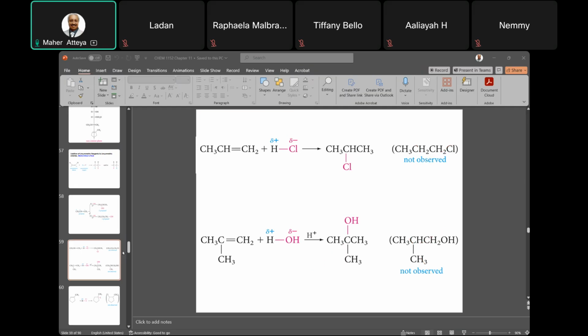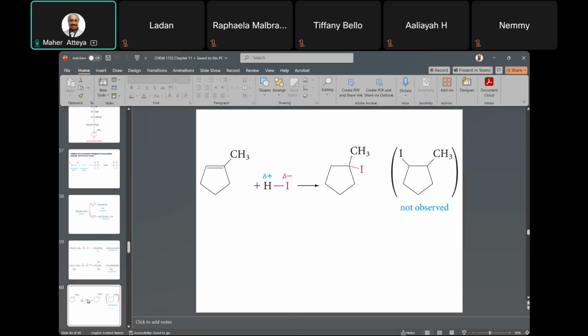So let's look at the next one. Here's the same thing, guys. You have a double bond. Again, this is a double bond here. It has a methyl group and one double bond, and we have this negative and this is positive. Well, it turns out the iodine will not be connected to the other side. So this one is not observed.